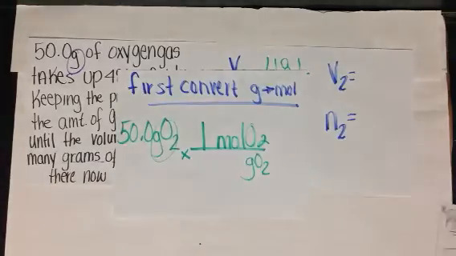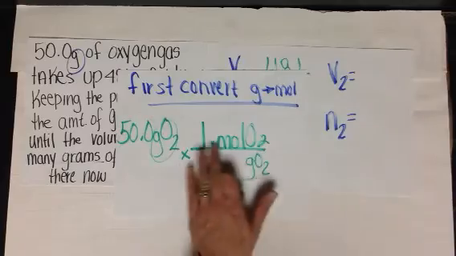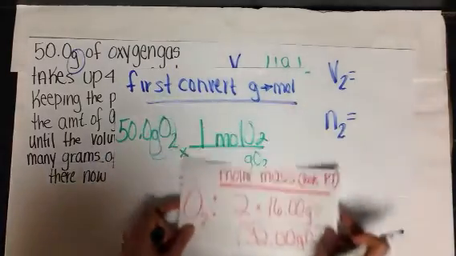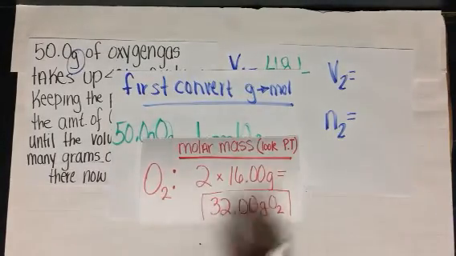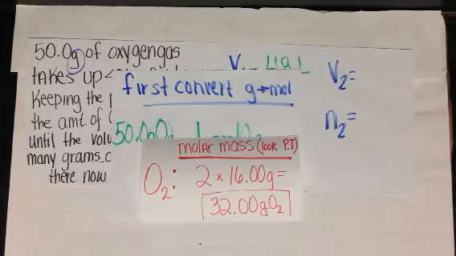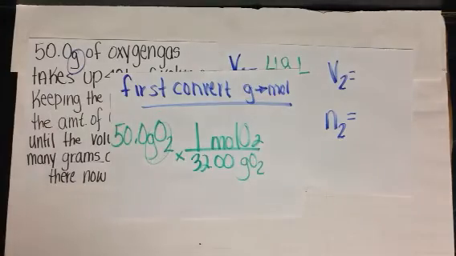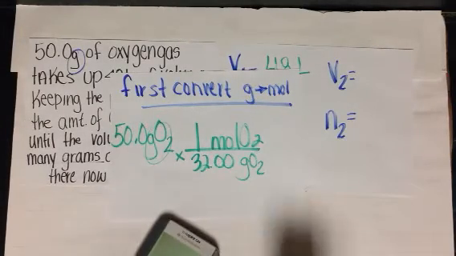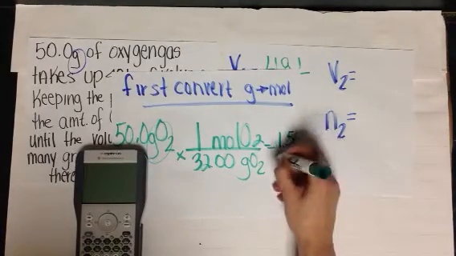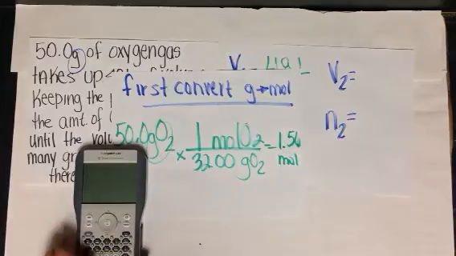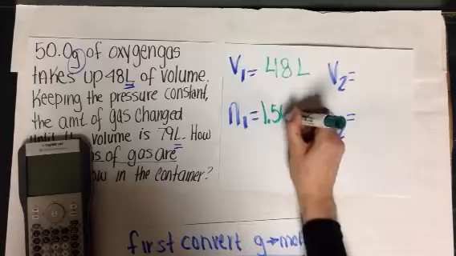I look this up from the periodic table. Remember the conversion: 1 mole equals the mass from the periodic table. But remember, you have 2 oxygens, so you have twice as much of the mass. The mass is 16.00 grams on the periodic table, times 2 gives me 32.00 grams. Good time to pull out my calculator. And when I calculate this, I get 1.56 moles of oxygen.